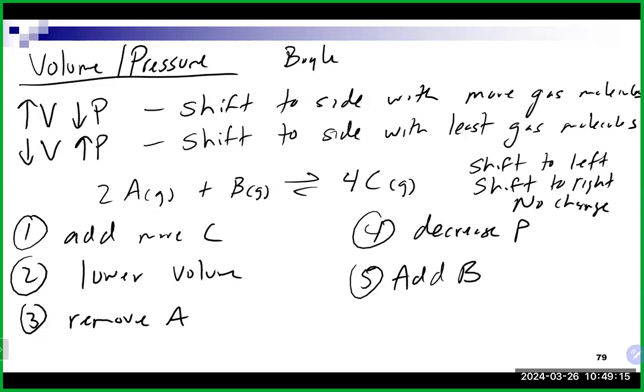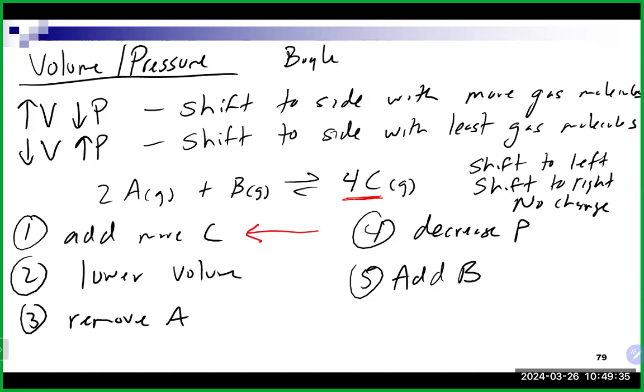If I add more C, which way should it go? I added C, which is over here, which means when I add, it should go away from it, right? We're going to have more products, which means the reverse reaction is going to really take place and it should head to the left there.